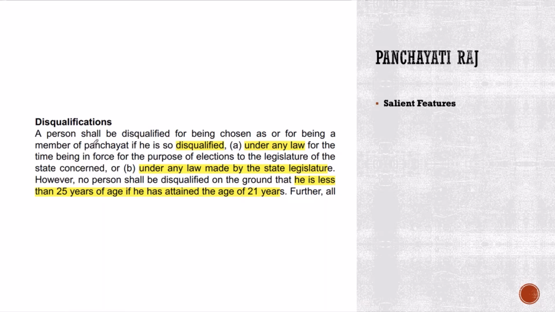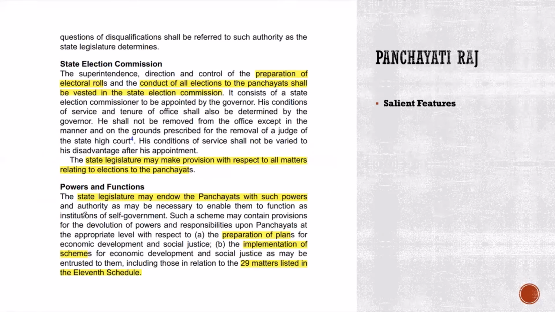Right, under the law, for the time being in force for the purpose of elections to the legislature of the state concerned. So it depends on the laws that are present and under any law made by the state legislature. Now see, in order for you to contest elections, the age is 21, and in order for you to participate, it is 18.